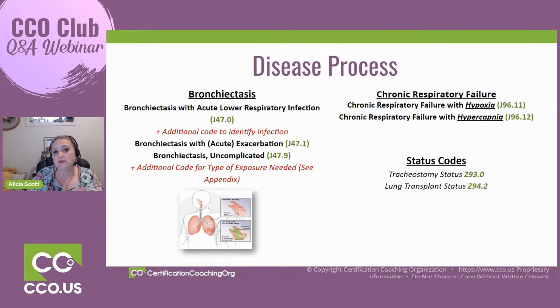Well, when we've gone through all of these other stages, what happens? The lungs just can't keep up, and you end up in respiratory failure. Now, respiratory failure doesn't mean you stopped breathing. That's kind of a misconception. If someone says, "Oh, they went into respiratory failure," it just means that the lungs cannot keep up with the demand. Chronic respiratory failure with hypoxia is going to be J96.11, and then hypercapnia, J96.12. And you can have both of those.